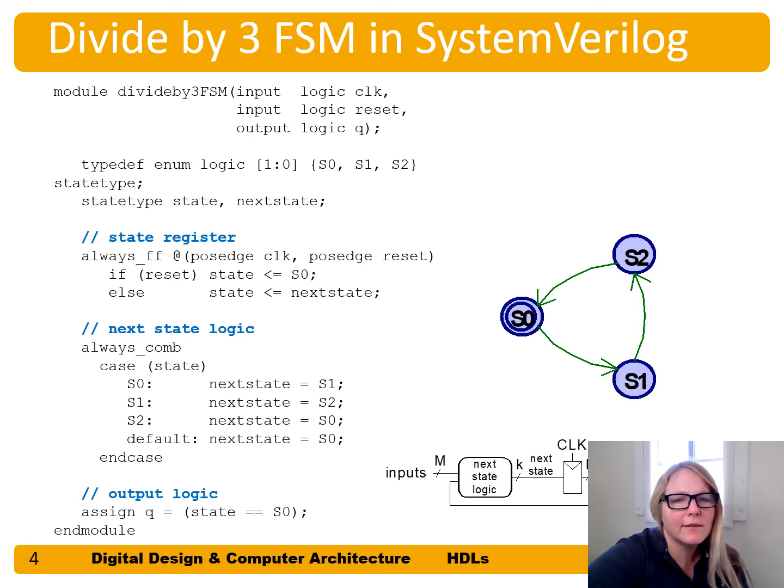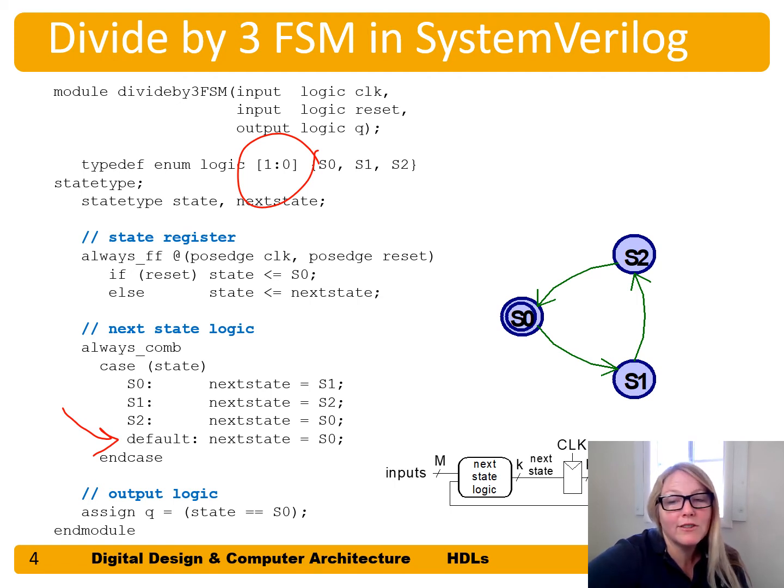Next state logic, we have just our transitions. We do always_comb because we have a case statement in here. Case state, if it's S0, next state should be S1. If the current state is S1, next state should be S2. If the current state is S2, next state should be S0. And then we have a default, important to have that because we have a 2-bit state value. We're not defining all of the states.